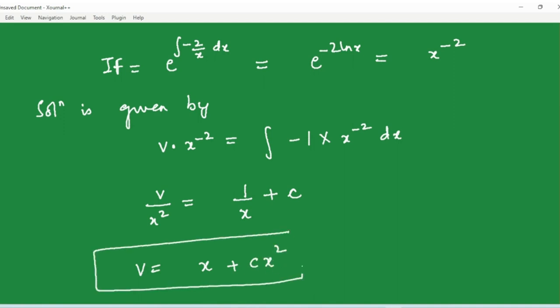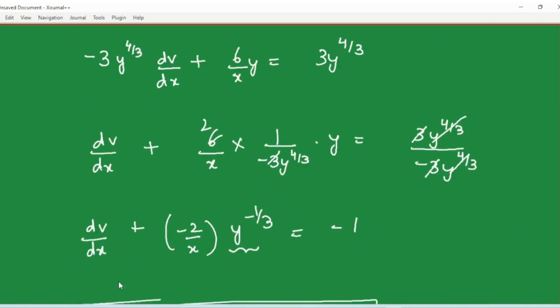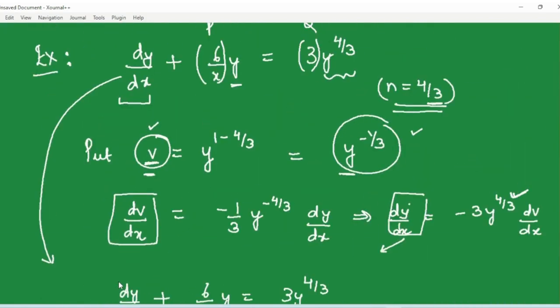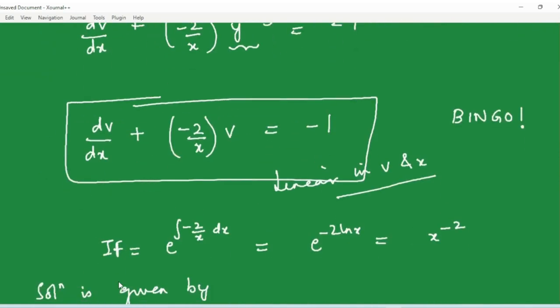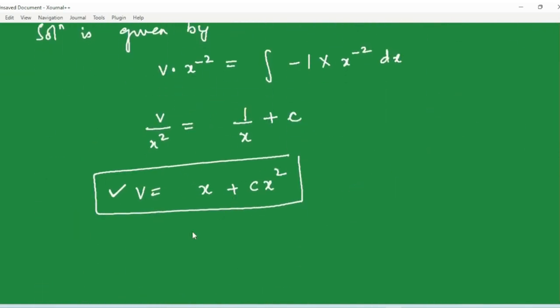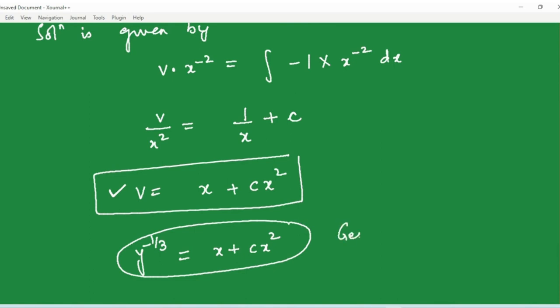But do not leave the answer in the v notation, because v was something introduced by you. v was y to power minus 1 by 3. So please do not forget to replace back the value of the old variable. The new variable was introduced by you. Do not leave the answer in v and x. The final answer is this. This happens to be the general solution of the given equation.